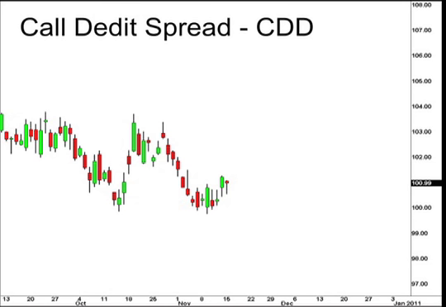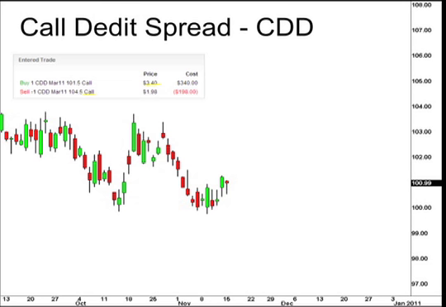So in this case, you can see here what we have, once again, is the chart of the CDD, and this is a chart from this morning, and you can see that in order to initiate this trade, we're going to buy one March 101.5 call. We're going to pay out $3.40. We're going to sell one March 104.5 call. We're going to collect $1.98.